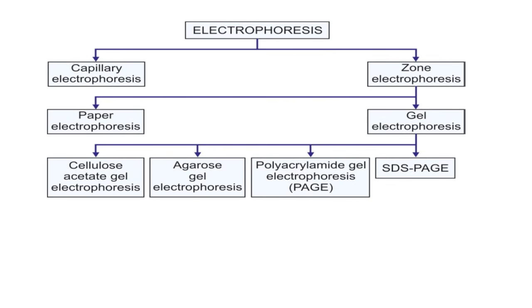This is the picture showing the various types of electrophoresis. The main two types of electrophoresis are capillary electrophoresis and zone electrophoresis. Zone electrophoresis is further classified into two subcategories, that is paper electrophoresis and gel electrophoresis. And gel electrophoresis is further classified into four categories, that is cellulose acetate gel electrophoresis, agarose gel electrophoresis, polyacrylamide gel electrophoresis, and SDS-PAGE. So these are the various types of electrophoresis.